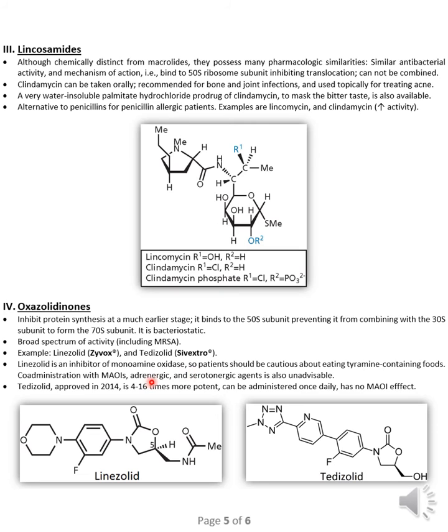Also, they should be careful if they are taking any adrenergic, serotonergic drugs, because again, the monoamine oxidase inhibitors would increase the serotonergic and adrenergic effect. And they should avoid eating tyramine-containing foods, because tyramine is metabolized by the monoamine oxidase enzyme. So if we inhibit the enzyme, tyramine concentration will increase, and then you will have headache and other side effects from the tyramine.